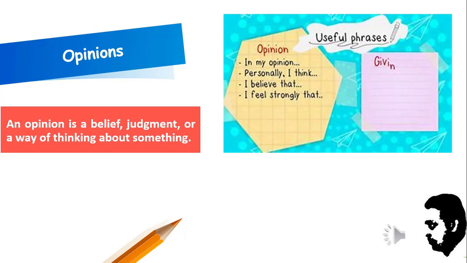The second persuasive technique is using opinions. What's an opinion? An opinion is a belief, judgment, or a way of thinking about something. When a writer uses an opinion as a persuasive technique, he or she could mention his own opinion or an opinion that belongs to someone else, an expert, for example.